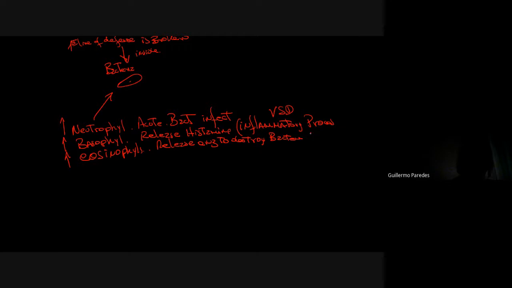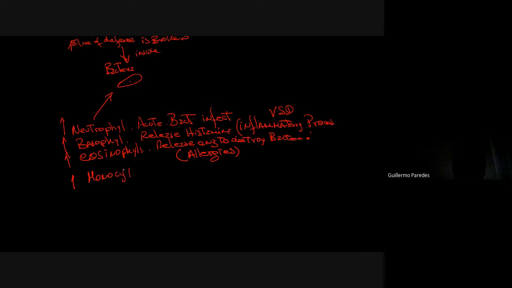But when is it going to be elevated? Eosinophils are elevated when you have allergies or parasites, Clonorchis sinensis, ascaridiasis, fasciolasis, many others, right? Hymenolepis nana, so many. So worms and allergies to whatever pollen or whatever pollution we have around. Eosinophils.